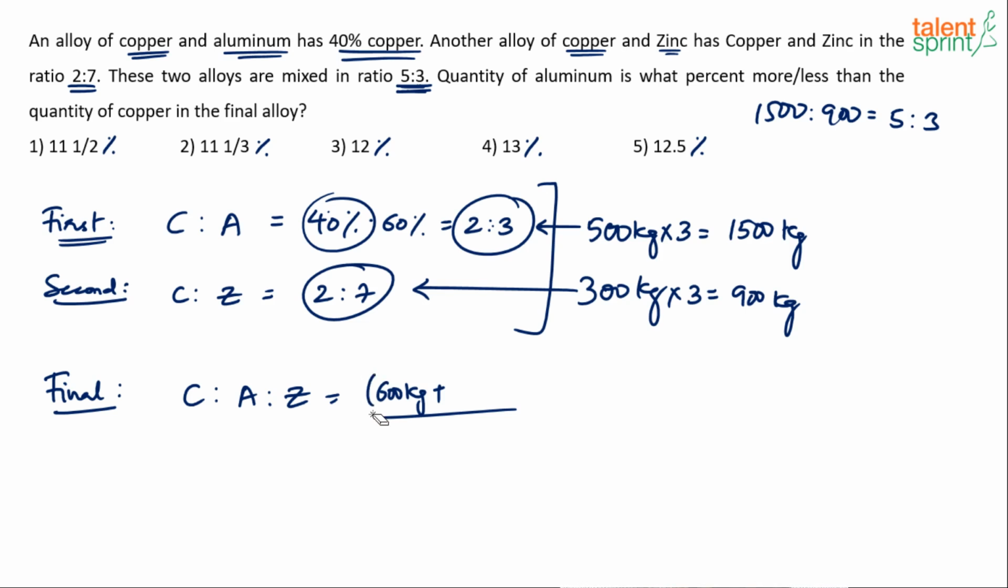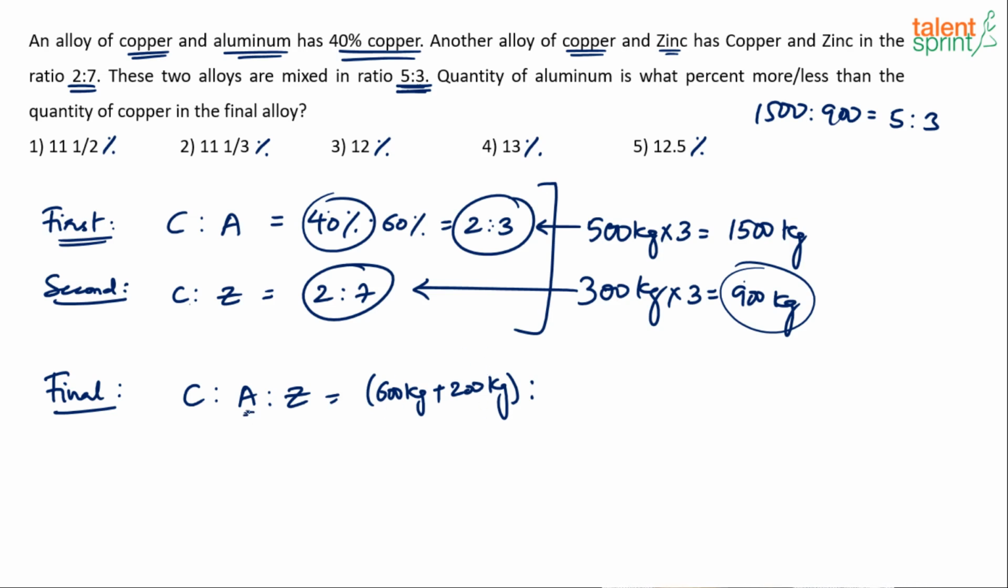Plus there is more copper. How much more? Copper is coming from second alloy as well, right? How much is that? See, I have to divide 900 in the ratio of what? 2:7. Very easy, right? 9 parts. So each part is 100. So 2 parts will be 200. So total copper that we have from both the alloys is 600 kgs and 200 kgs.